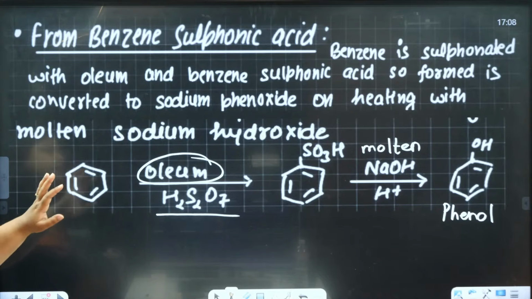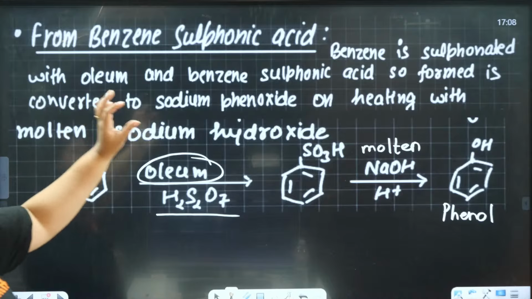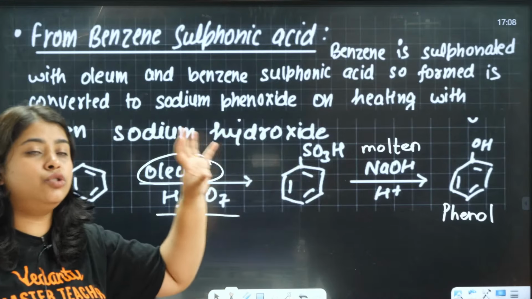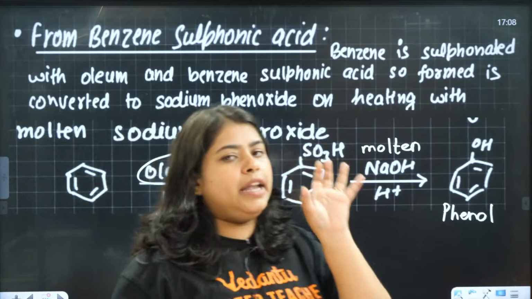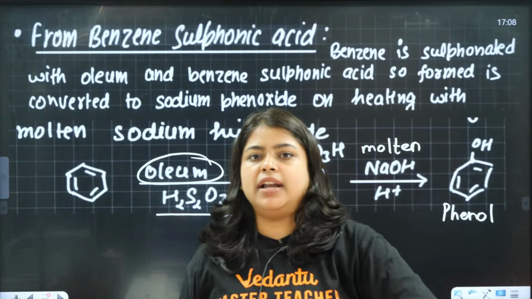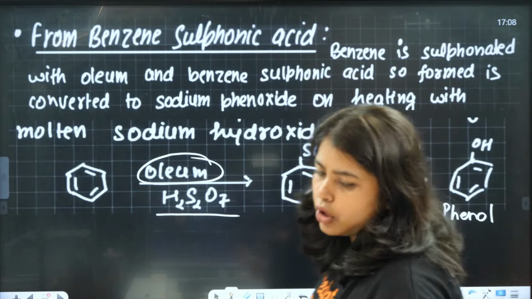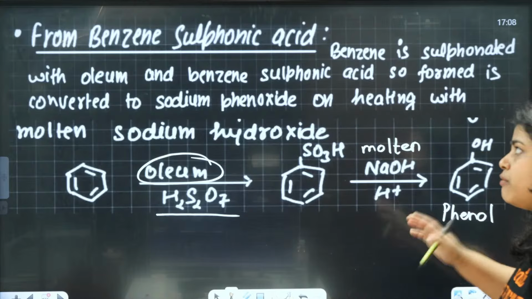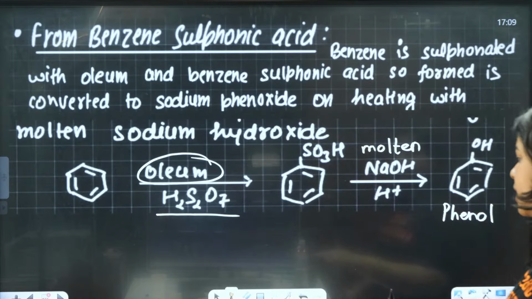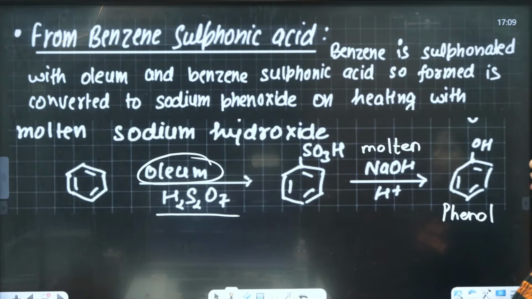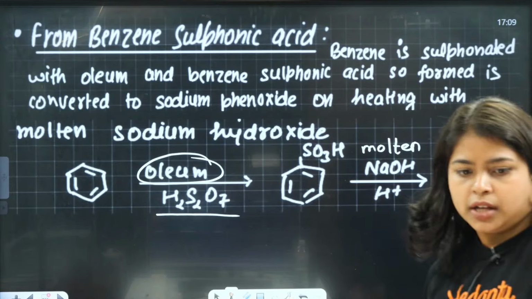Clear? Benzene is sulfonated with oleum, and benzene sulfonic acid is being formed. Using molten NaOH, we will get phenol. This is from the benzene sulfonic acid. With the help of H2S2O7, we get SO3H, also called benzene sulfonic acid. In the presence of molten NaOH and H+, we are going to get phenol. Understood?